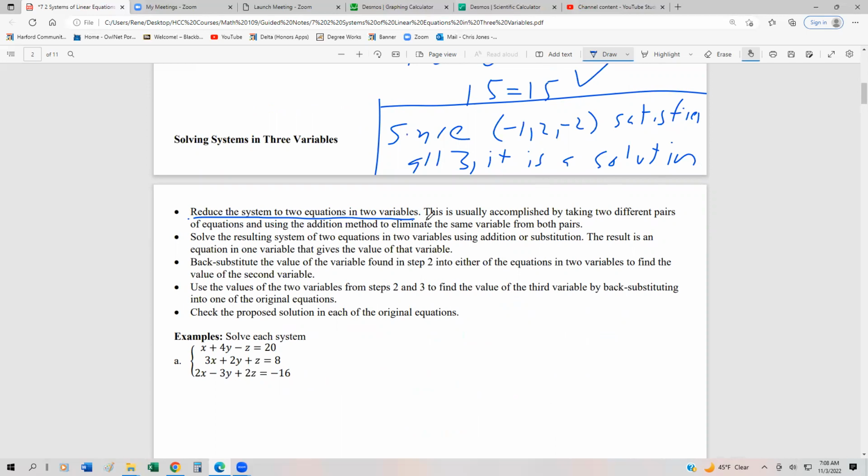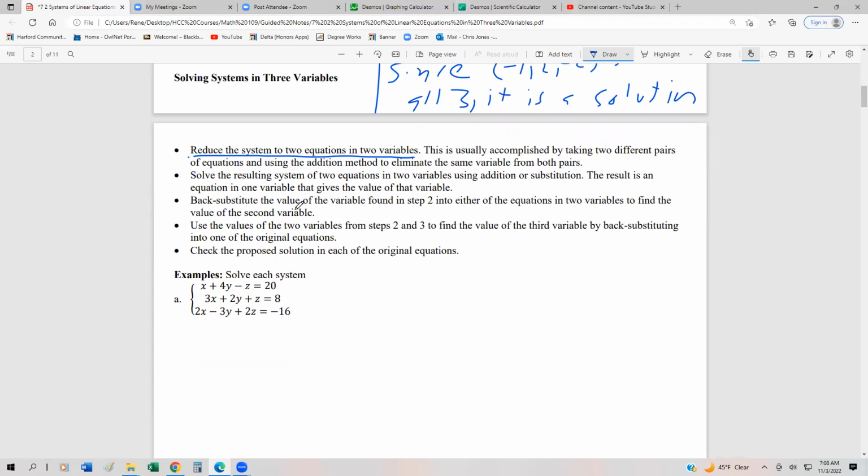Of course, we could use substitution instead. Doesn't mean that we can't, but this is just one of the methods we can use. Then we solve the remaining two equations using either addition, elimination, or substitution. That gives us one variable. Then we back substitute that value to find the solution to the remaining system. Then we back substitute again, and then we check the proposed solutions.